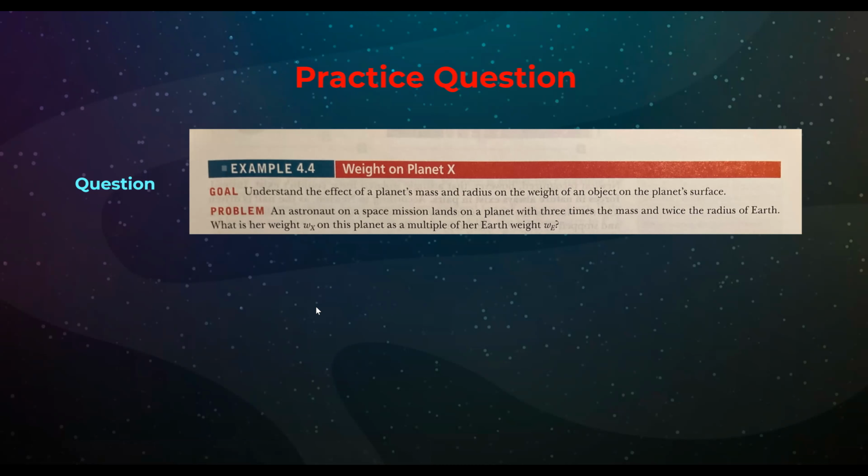Does anyone have any idea of how we're going to approach this problem? How about just tell me which unit you think this problem would be in? The goal says, understand the effect of a planet's mass and radius on the weight of an object on the planet's surface. So the terms mass, radius, weight, planet, which kind of unit do you think we're talking about?